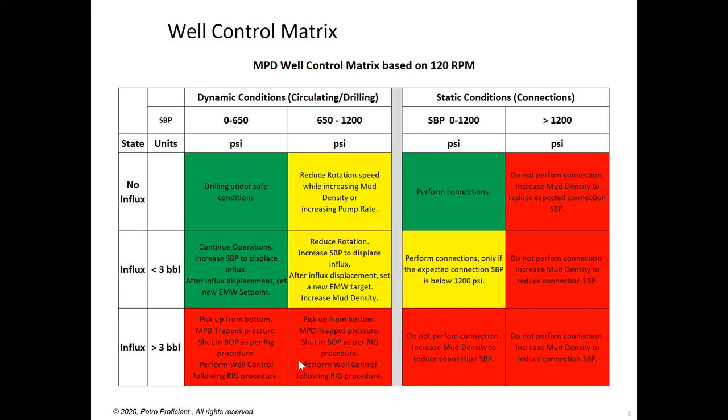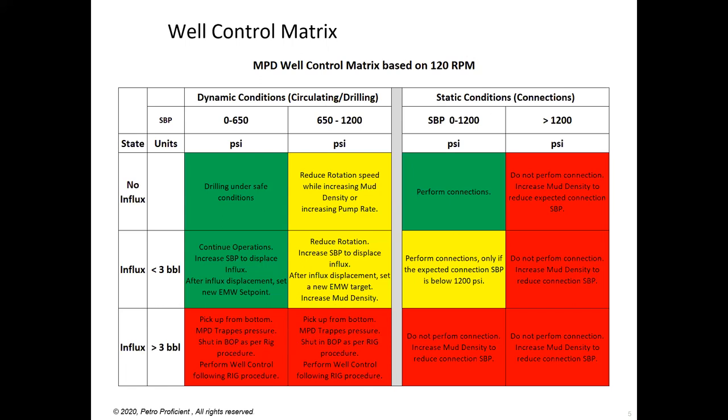Let's take one scenario where you have an influx and it is 3 barrels and then greater than 3 barrels. So what are you going to do? And you are in this range. Pick up off bottom, MPD traps rig pressure, shut in BOP as per rig procedure, perform well control as per rig procedure, period. So it clearly says that you have a gain, it's more than 3 barrels, and your operating pressure limits are between 650 to 1200 psi or less than that. You have to, straight away, without wasting time, follow the rig BOP and rig well control procedure. So this is how we normally do it in any scenario.